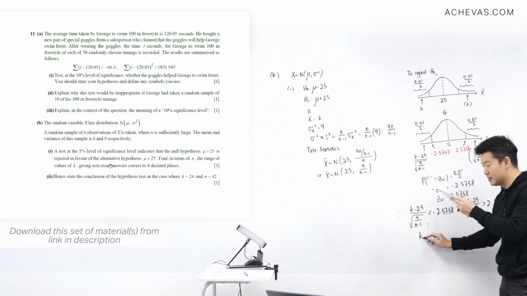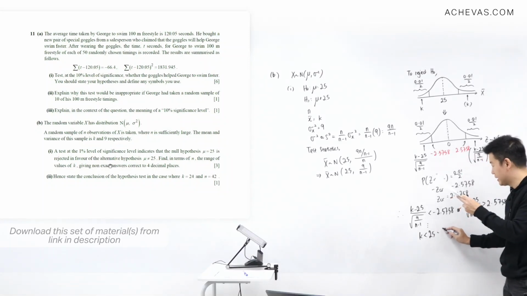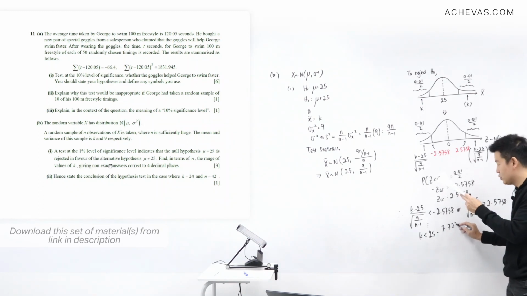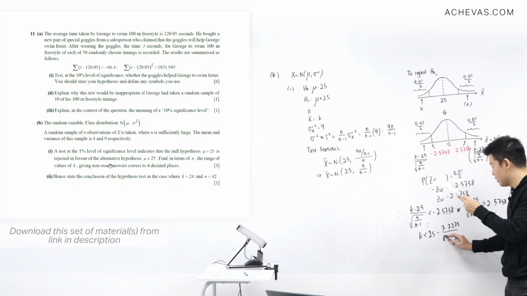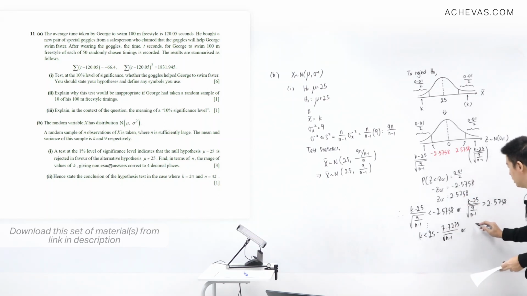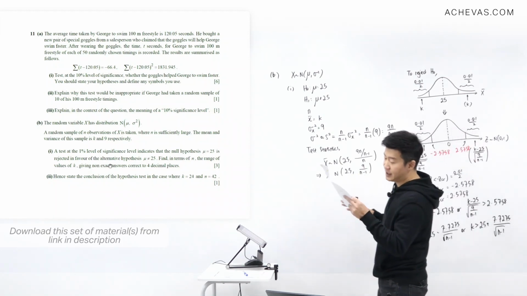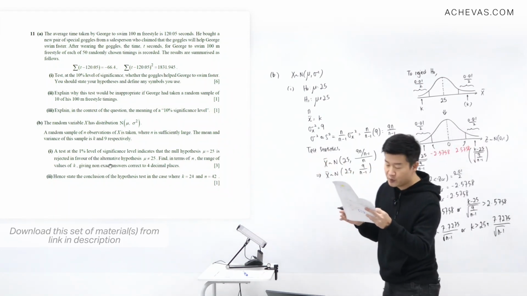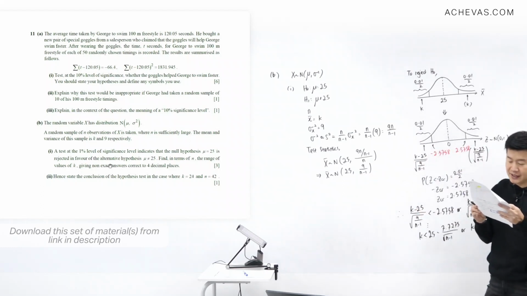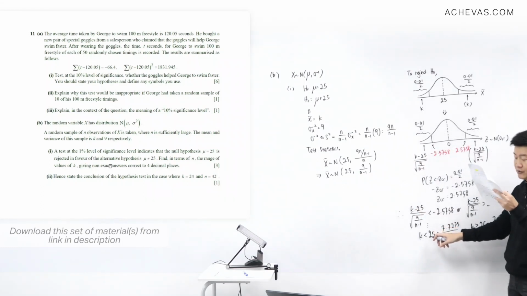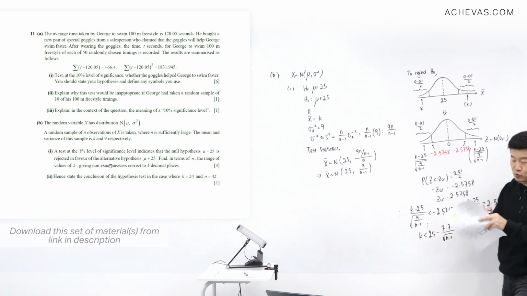This K here is going to be less than 25 minus 7.7275 over square root of n minus 1, or K is going to be bigger than 25 plus 7.7275 over square root of n minus 1. And this is my answer for part 1. And in part 2, we want to state the conclusion for the hypothesis in a case where K is equal to 24 and n is equal to 42.